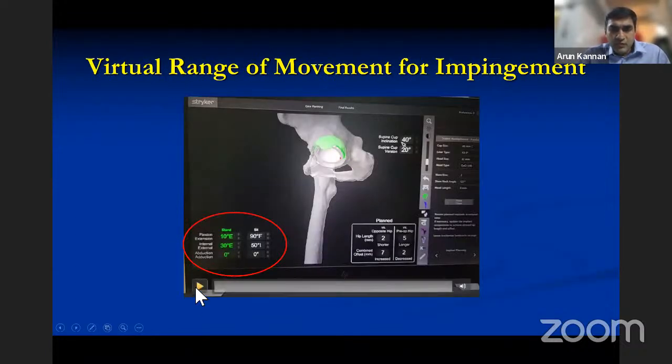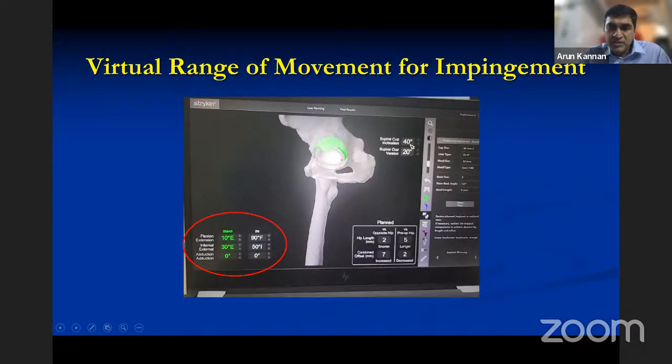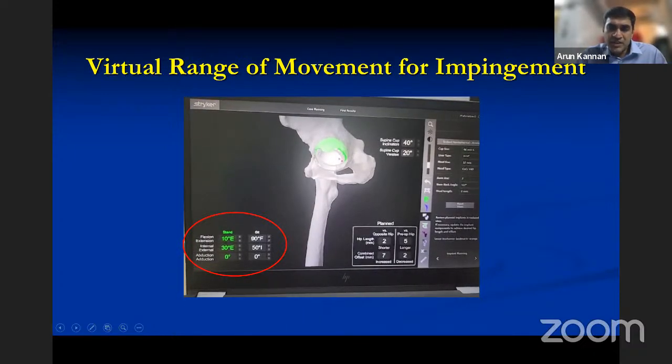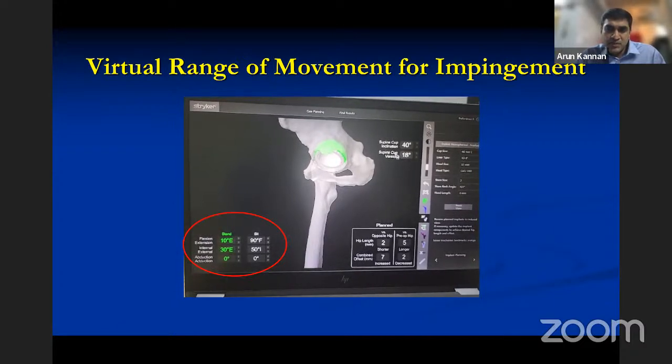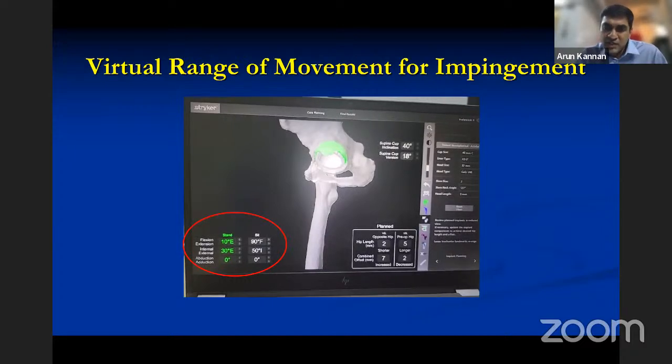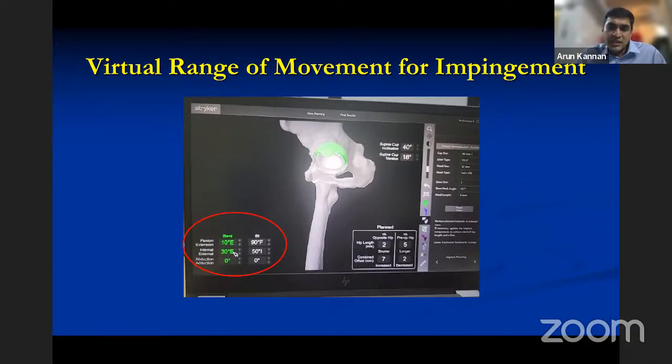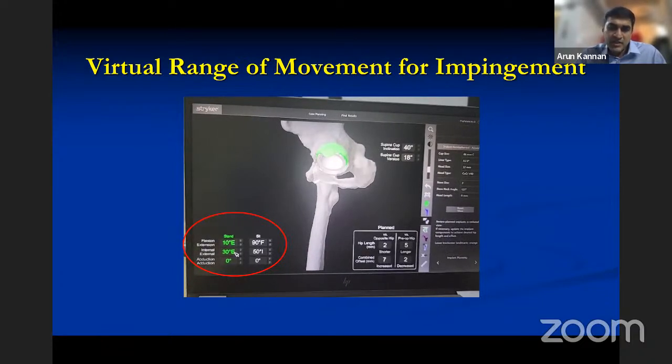So this is a cup placed in 40 degrees abduction and 20-degree version, and it shows that there is impingement in the postero-inferior part of the hip when there is 10-degree extension and 30-degree external rotation. Now here, if we change the version of the cup or reduce the anteversion of the cup, then we can note that the impingement has gone away. So for internal impingement, where the component is impinging against the acetabular lip, a simple way to deal with this is to change or correct the acetabular version. So that is what I think we can infer from this.